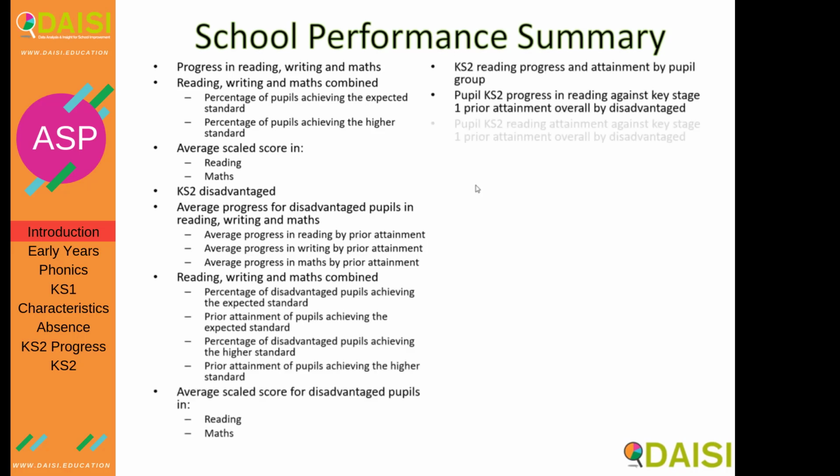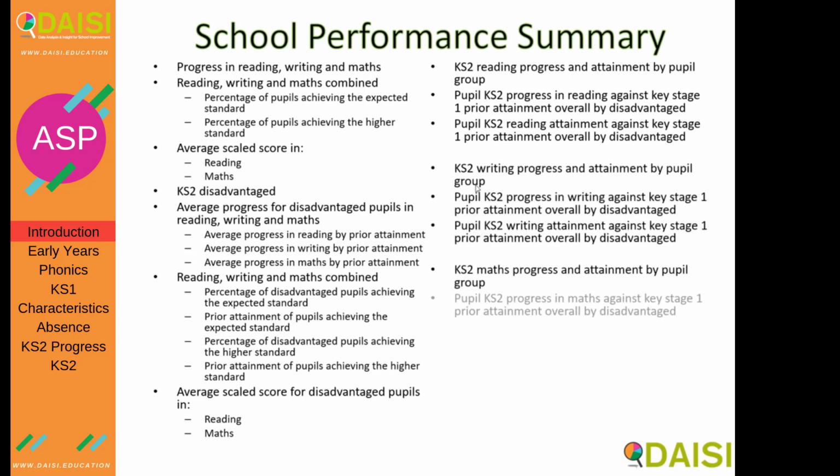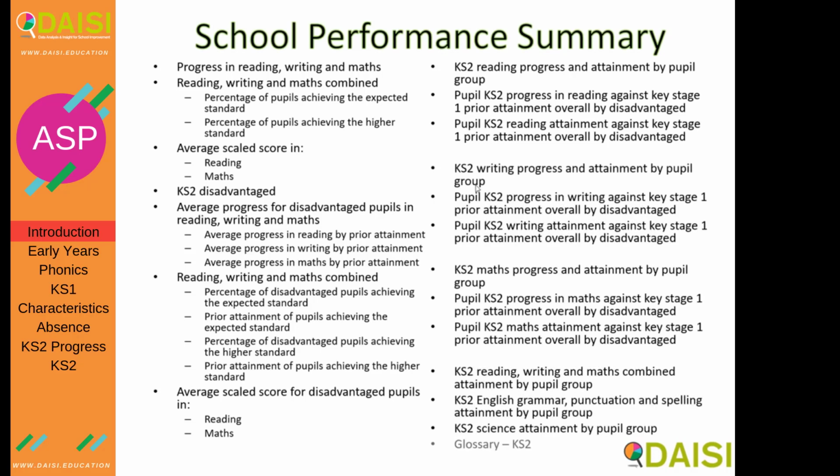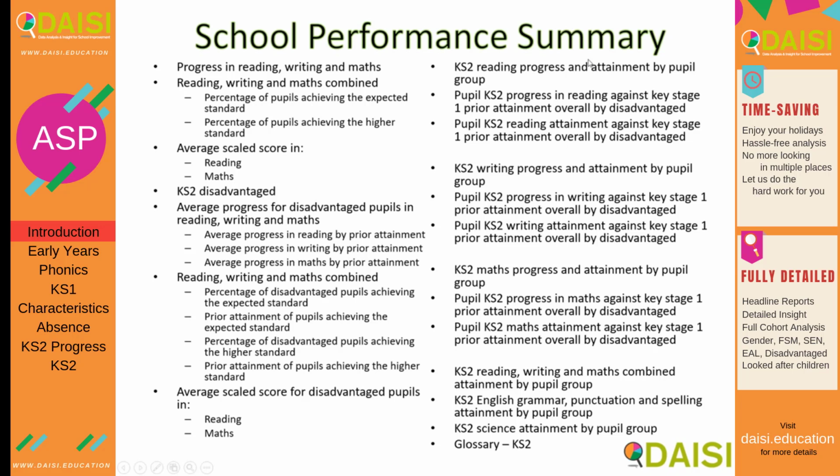For me, for my site, I find that I require to print it out at A3. For some people, it's readable at A4. And the Key Stage 2 version starts at Progress in Reading, Writing and Maths, and then Reading, Writing and Maths combined. The combination of those two is the floor standard and the coasting standard, which we'll get to later. You then have your average scaled score, and then your Key Stage 2 disadvantaged measures, and then individual, more detailed analyses for reading, writing, maths, and then GPS or SPAG and science.